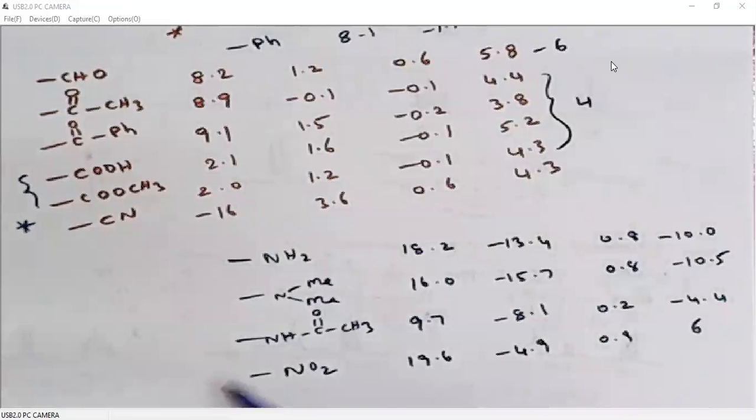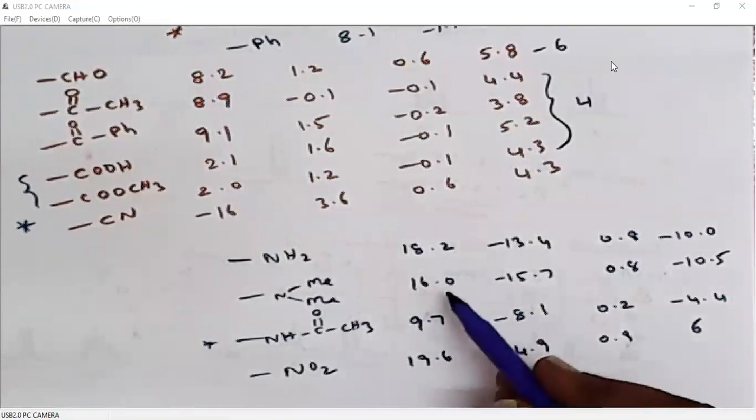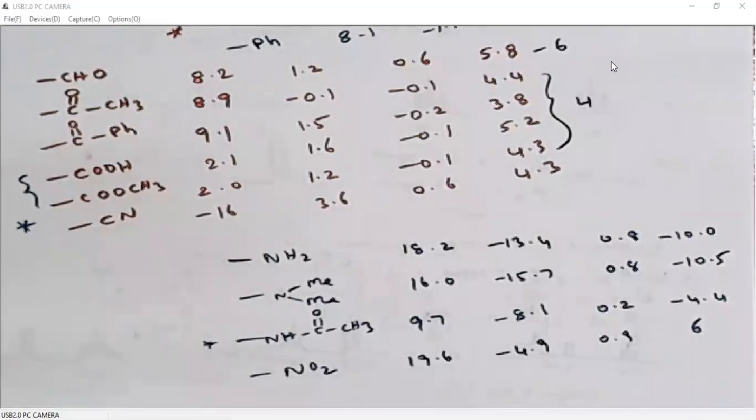Now look at the shortcut. Except amide nitrogen, all others are 18, 16, 19. You can go for 20. For amines, it is minus 10 when at para position. If amine is at para position, we need to subtract 10. If it is amide, we will subtract only 5. If it is nitro, we will add 6.